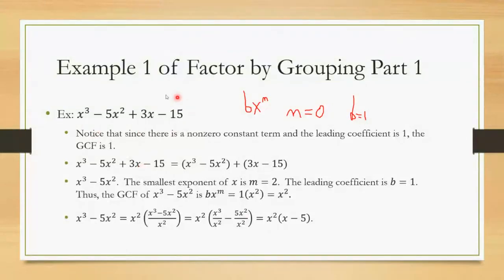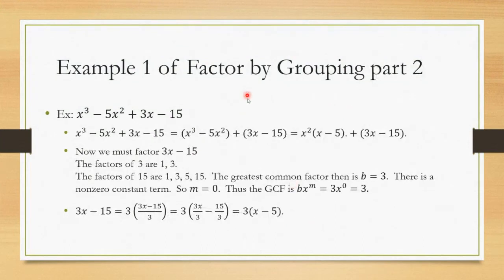So again, we started out with the polynomial with 4 terms. We found its GCF to be 1. We formed 2 groups of 2. From the first group, we find its GCF and we factor it out like we're doing. That's good. Now for the second group, we do the same thing.